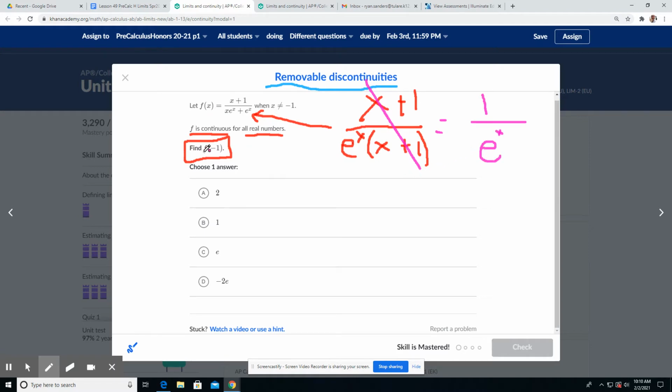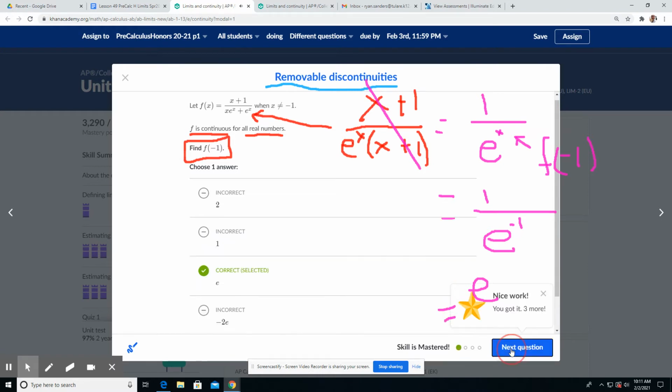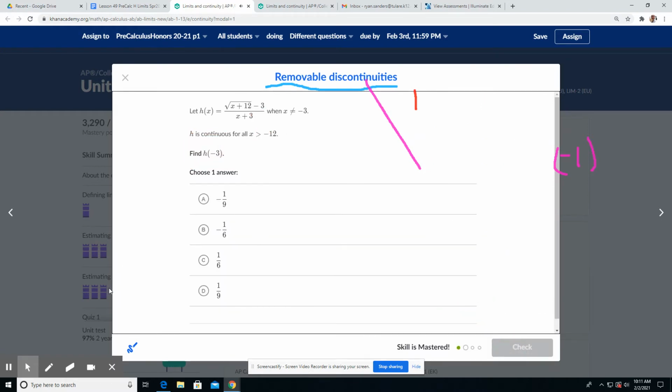And then we want to evaluate it by plugging in -1 right here. So this is f of -1 that we're finding. This is 1 over e to the -1. A negative exponent means reciprocal, so this flips it back to the top. All of this turns into e. All right. So all we're doing is looking at where there's an issue, trying to factor it out, and plug in that issue area. Next one, same kind of strategy.